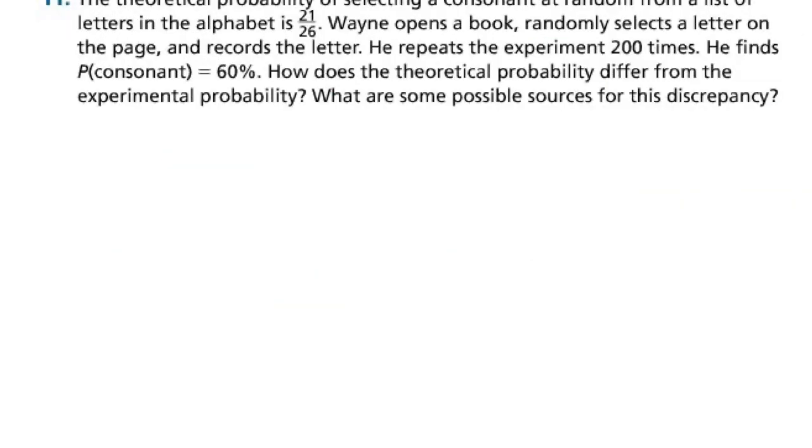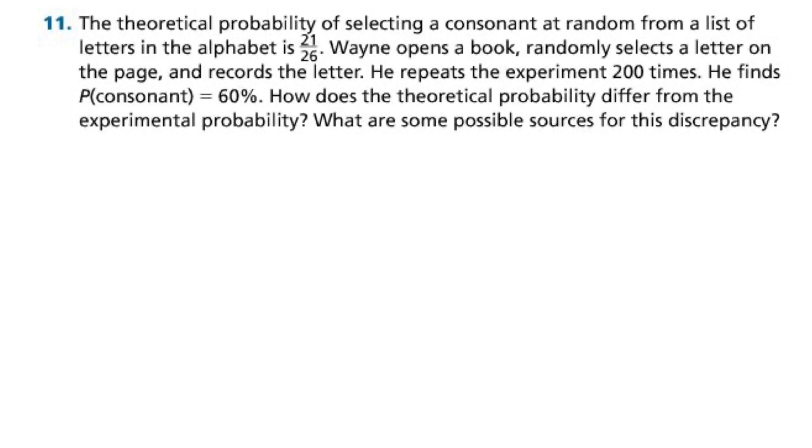Next, we have question 11. The theoretical probability of selecting a consonant at random from a list of letters in the alphabet is 21 out of 26. Wayne opens a book, randomly selects a letter on the page, and records the letter. He repeats the experiment 200 times. He finds that the probability of a consonant is 60%. How does the theoretical probability differ from the experimental probability, and what are some possible sources for this discrepancy?